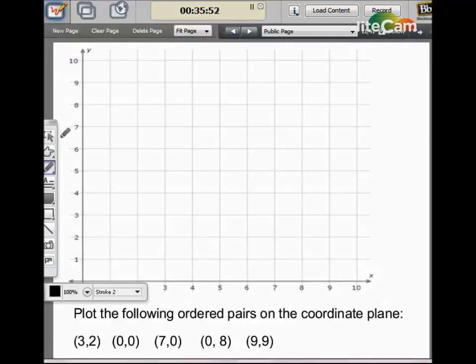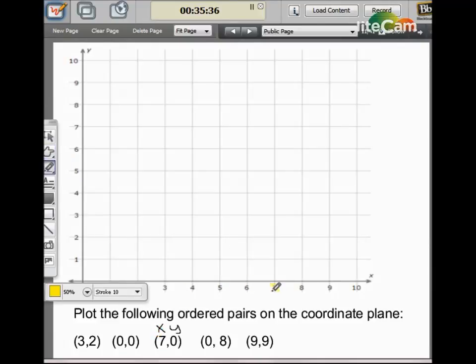Now let's look at something different. What if I am given the ordered pair and I need to plot the point? I'm going to know that my first number is an x number and my second number is a y. So I look on my x-axis for 7. That's where I'm going to start.